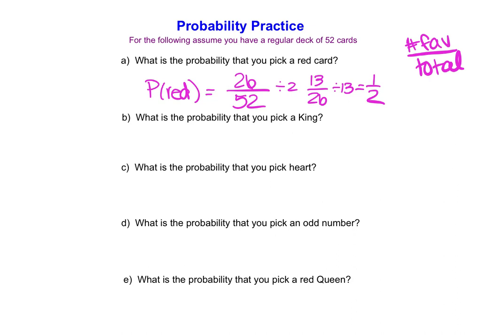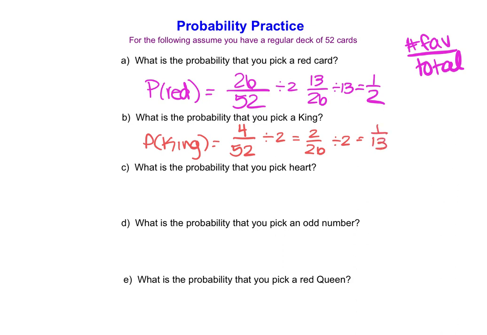Then if I look down at the next problem, it says, what is the probability that you pick a king? Now when I look at a deck of cards, if I look back on the previous slide, I notice that I have the King of Hearts, the King of Spades, the King of Diamonds, and the King of Clubs. So there are 4 favorable outcomes because there are 4 kings in a deck out of 52 total cards. 4 divided by 52, we can simplify that a little bit. Each divide by 2, so we get 2 over 26. Those divide by 2 again, so we get 1 over 13.